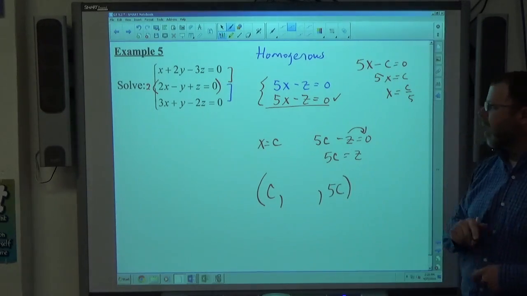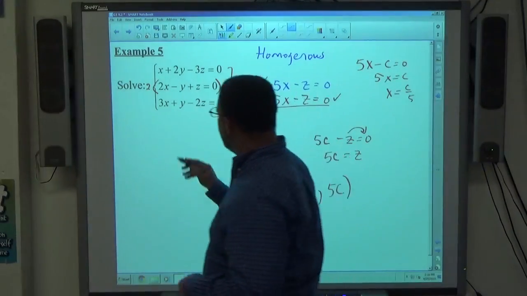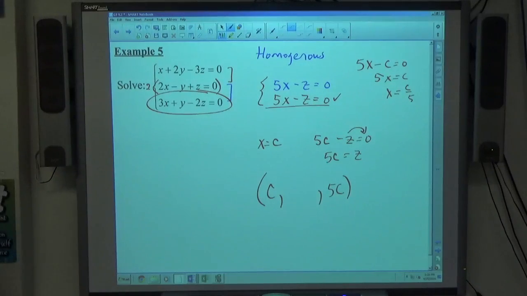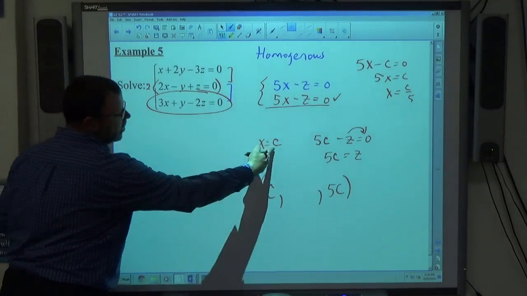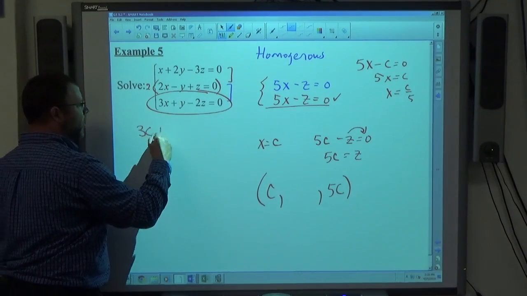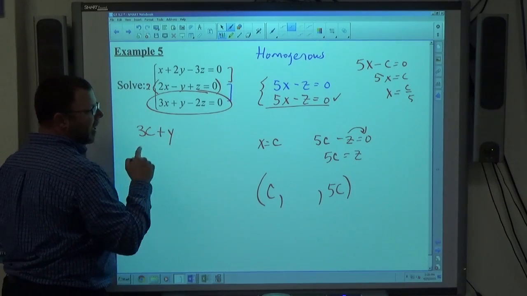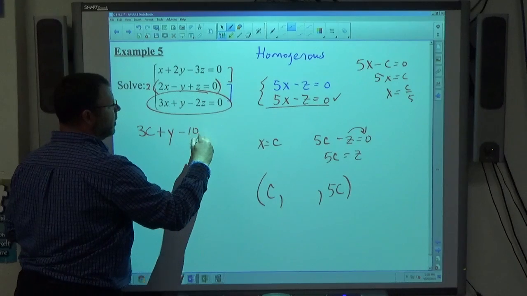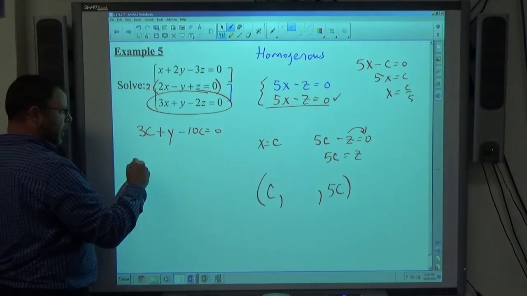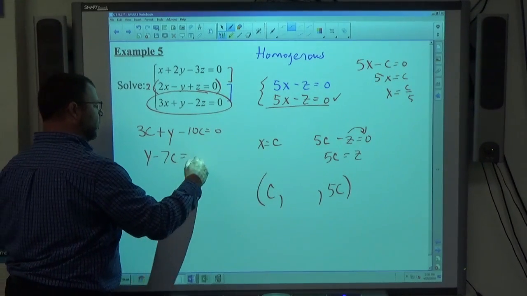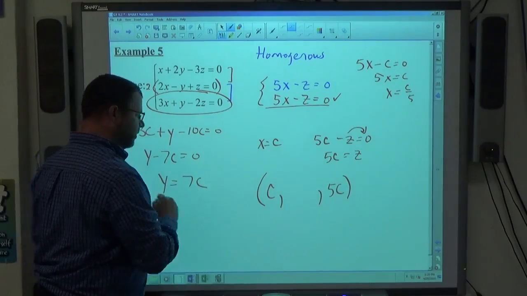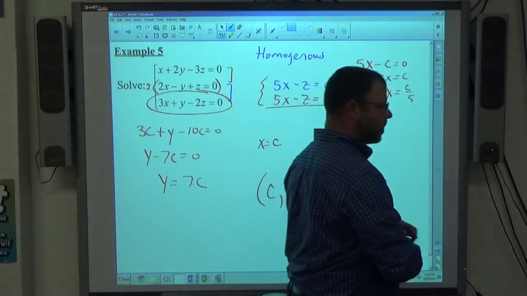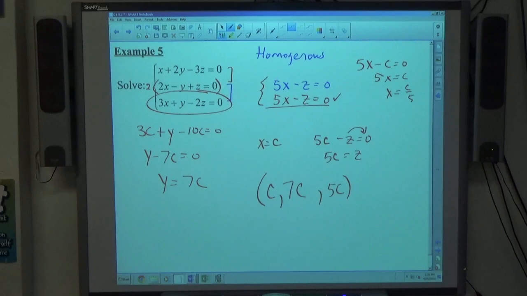The only thing we don't know is y. I go back to one of my original equations. I'm going to take the bottom one here. It says 3x. We're letting x equal c, so that's 3c. We don't know what y is yet. Minus 2z. Z is 5c. 5c times 2 is going to be minus 10c. Which gets me y minus 7c is equal to 0, so y is equal to 7c. Again, that's the correct answer.